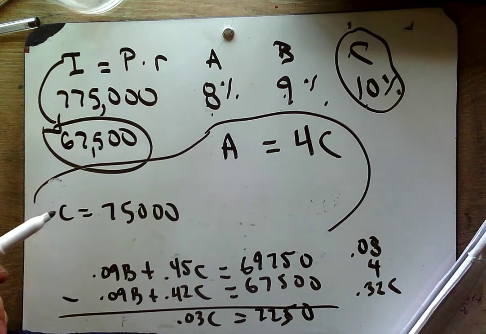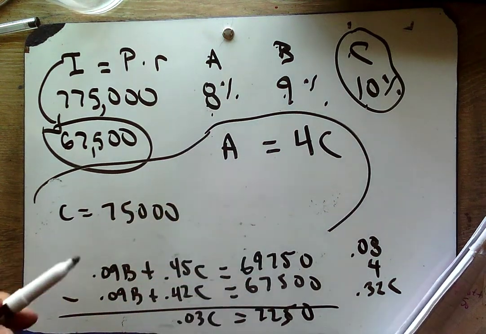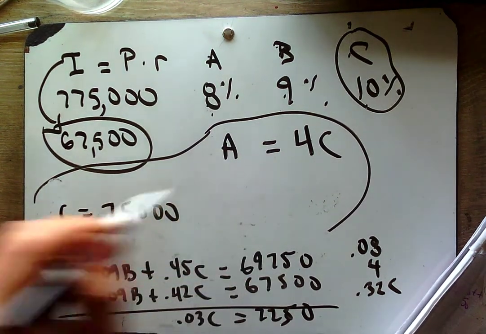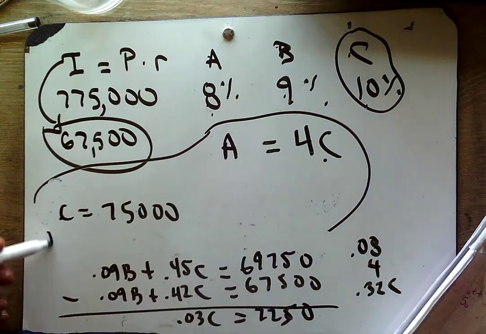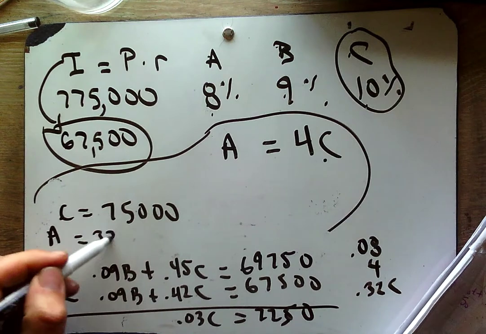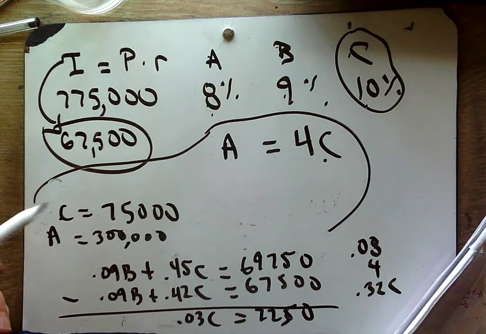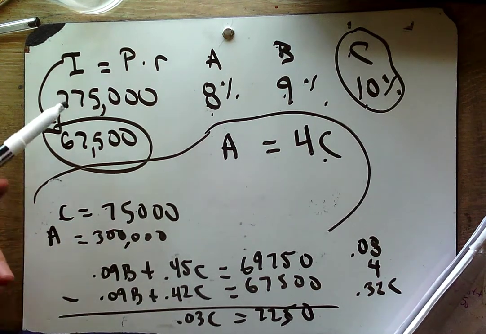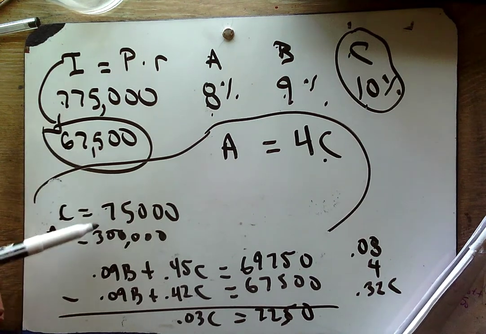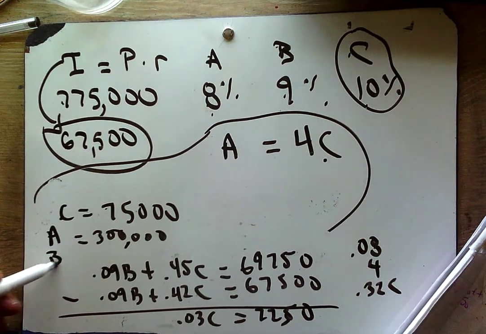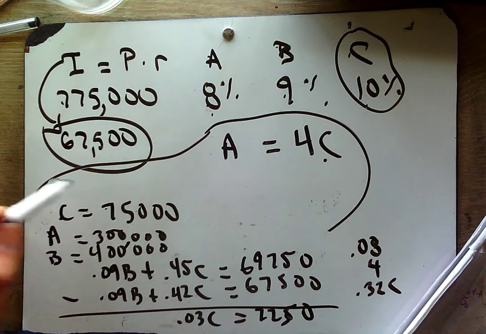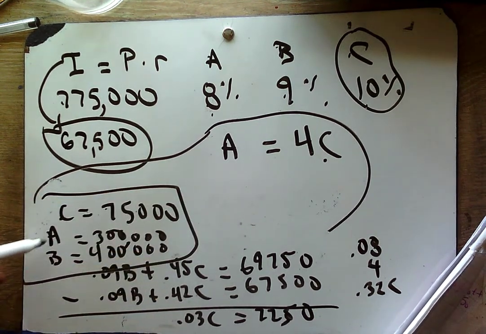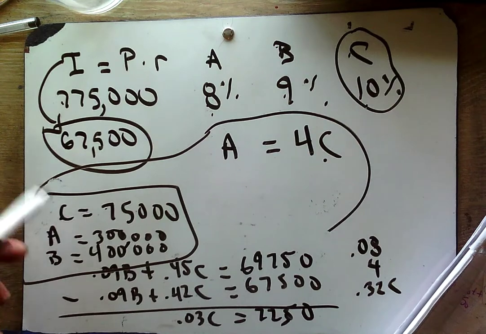But I still need to find how much was borrowed at 8% and how much was borrowed at 9%. So if I take the C value and plug it in here, I know that A is going to be 4 times this number, or 300,000. And I'm going to take these and plug them into one of the original equations, or just say, well, I borrowed $775,000. Here's $375,000, and so B must be $400,000. So I borrowed $300,000 at 8%, $400,000 at 9%, and $75,000 at 10%.